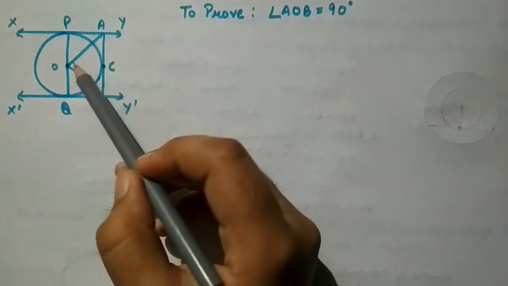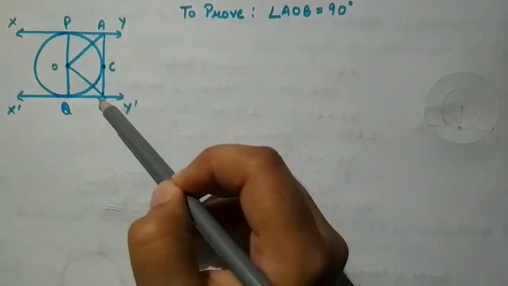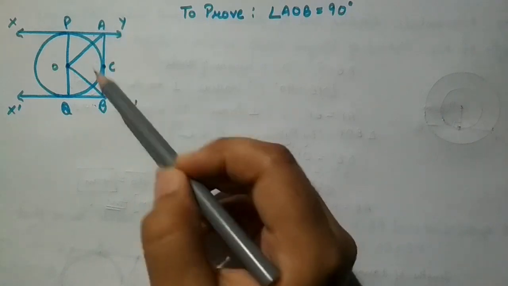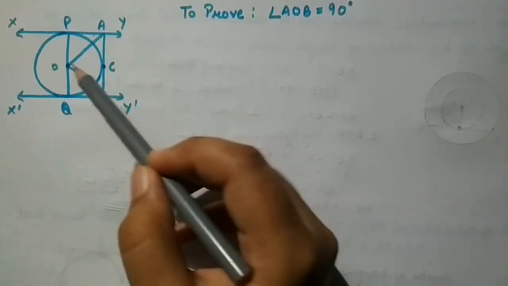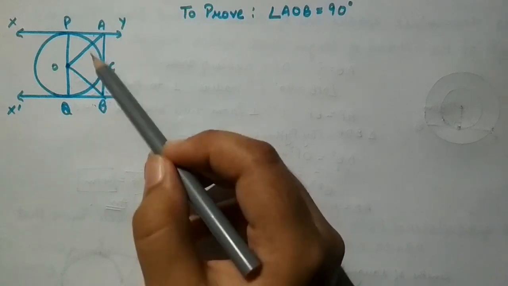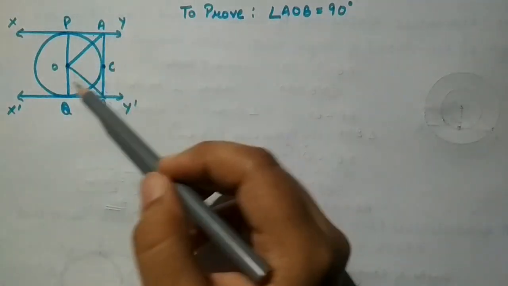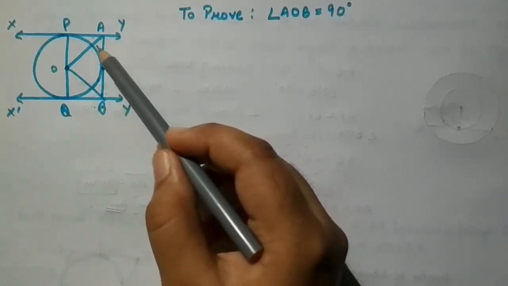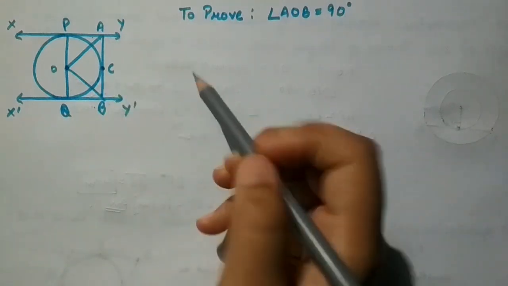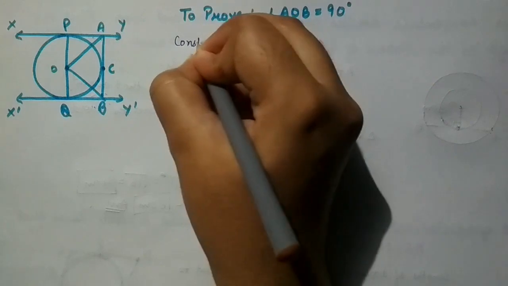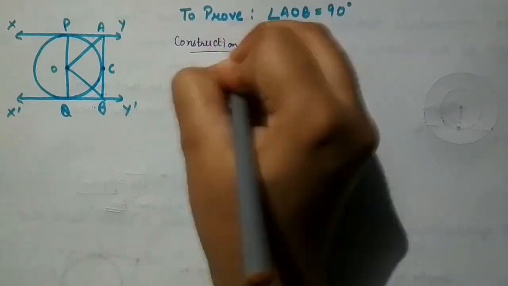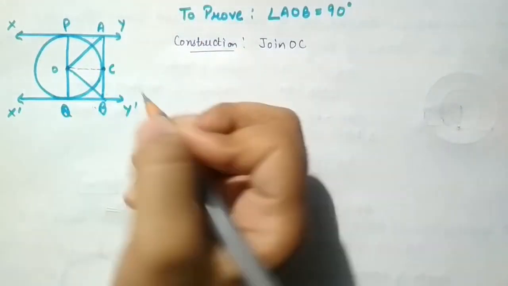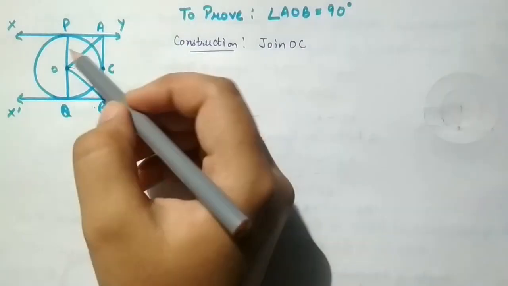So you can see from this figure that angle AOB is a part of triangle AOB. So if you know angle OAB and angle OBA, then you can find the third angle, because you know the sum of all angles of a triangle is 180 degrees. So in order to use this result, you need to find these two angles. So for that we will do construction. So our construction is to join OC. Okay, so we will join OC, and after joining OC we will use triangles.